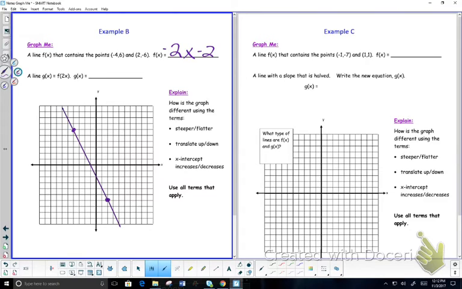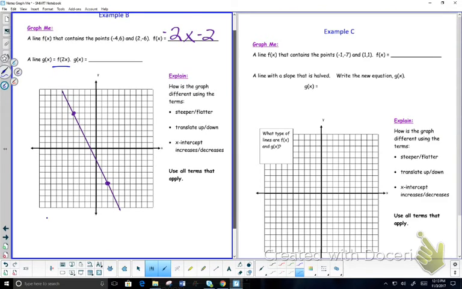Okay, so now let's try this. We need a new color. We've got to do this new graph g of x, which is apparently going to equal f of 2x. Well, what is f of x? Negative 2x minus 2. So if there's something else in my parentheses, I'm obviously going to have to replace it, correct? So I'm going to do negative 2 parentheses minus 2.